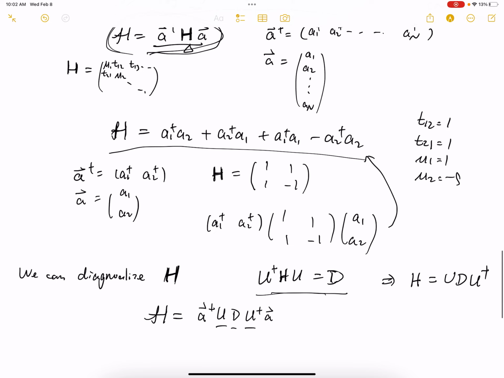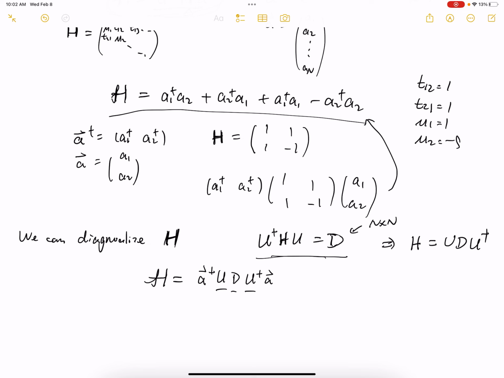So U, D, and U dagger, they're all matrices, but these are just n by n matrices. So all these matrices are n by n, same as the Hamiltonian. In this case, I have a 2 by 2 in this simple example. So I get to this form, right?